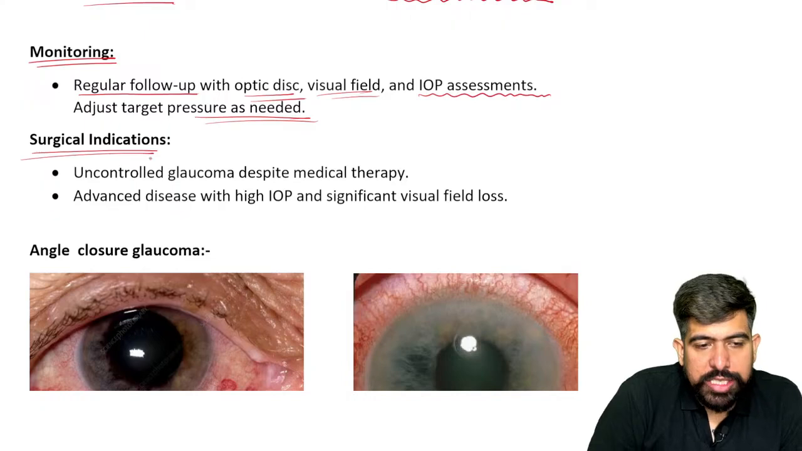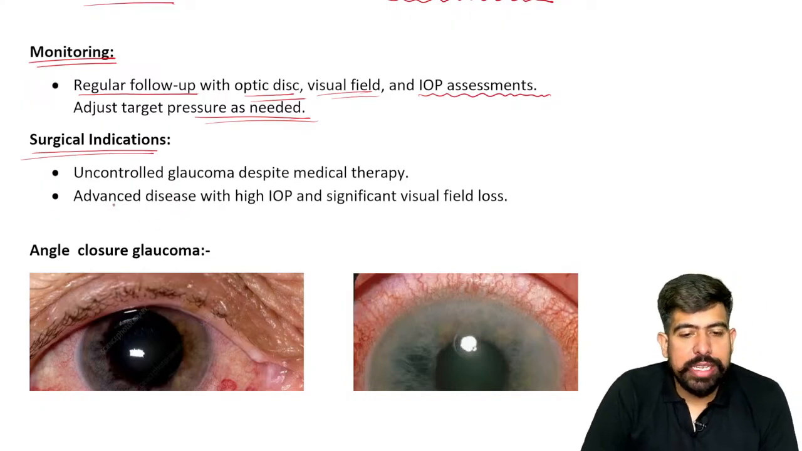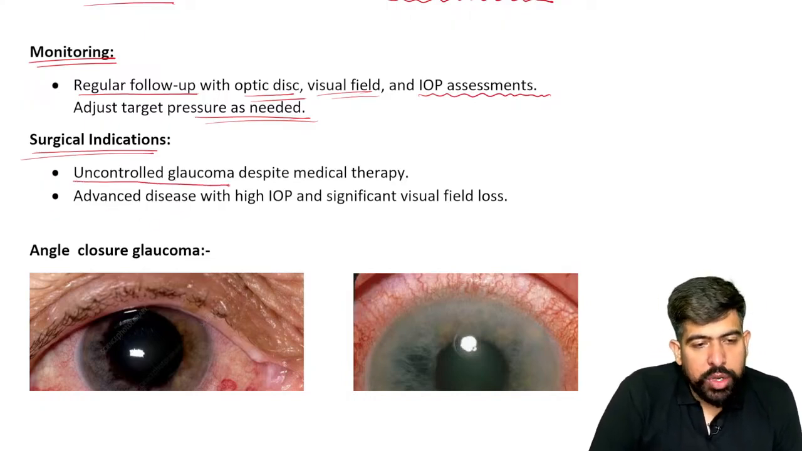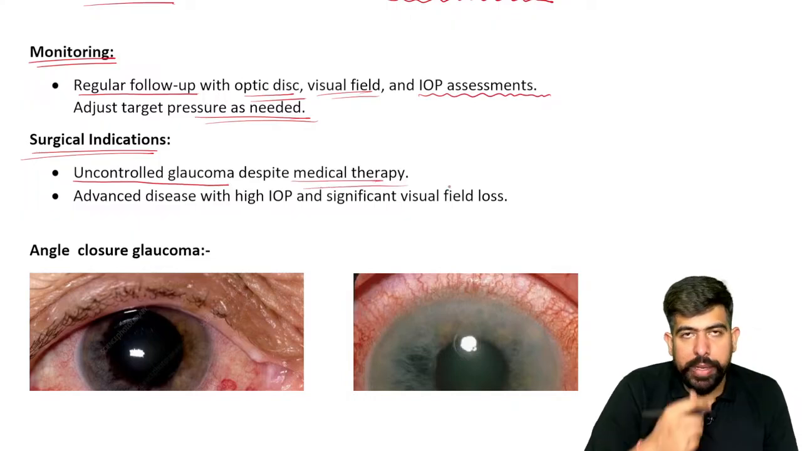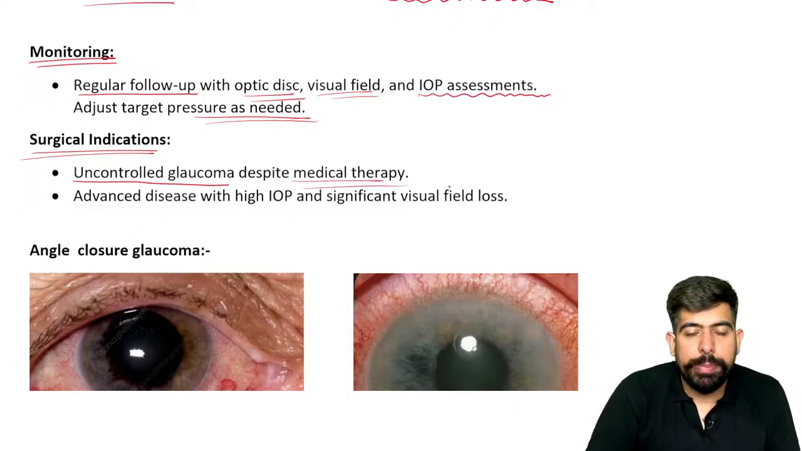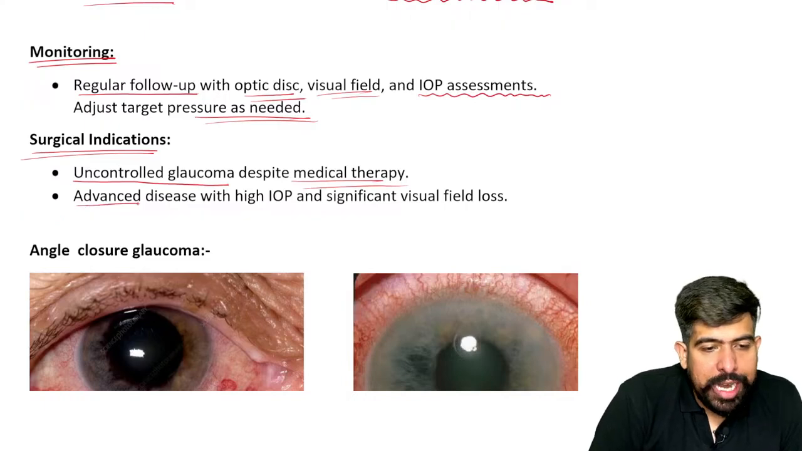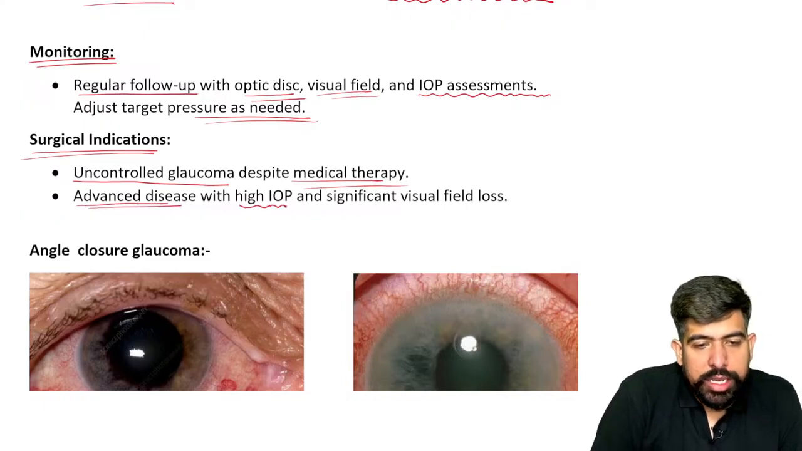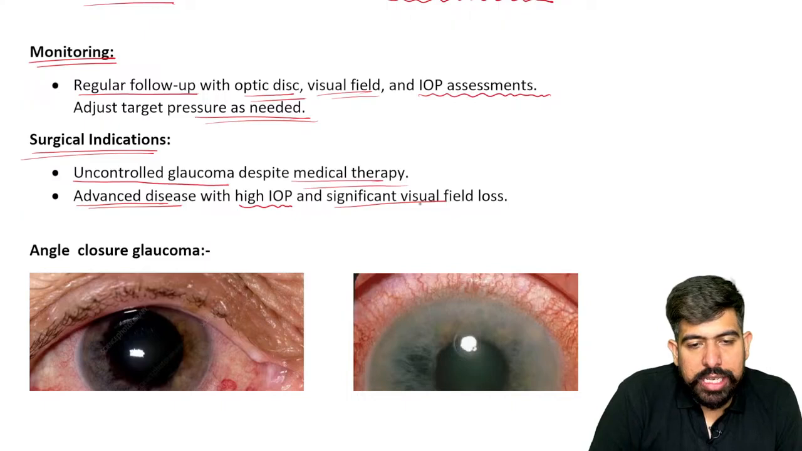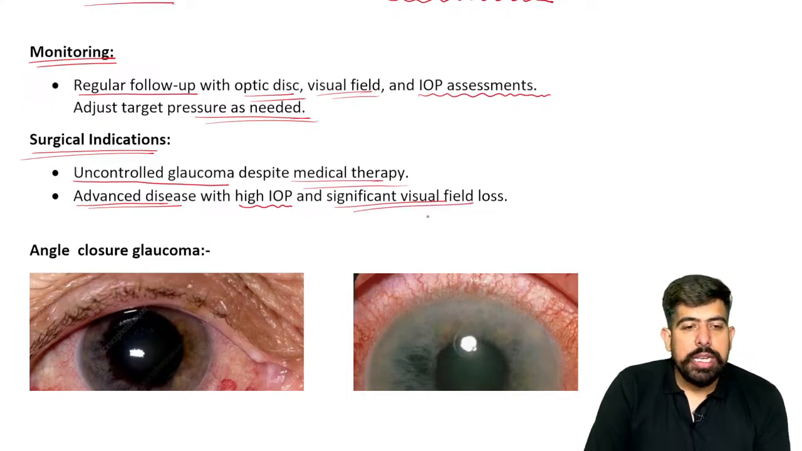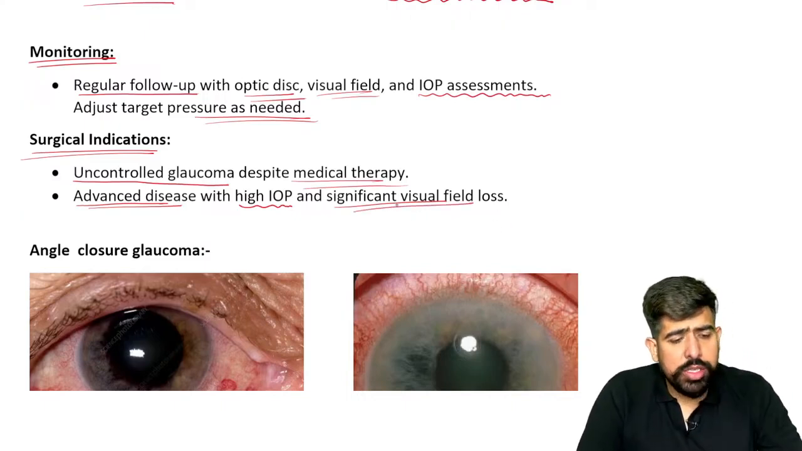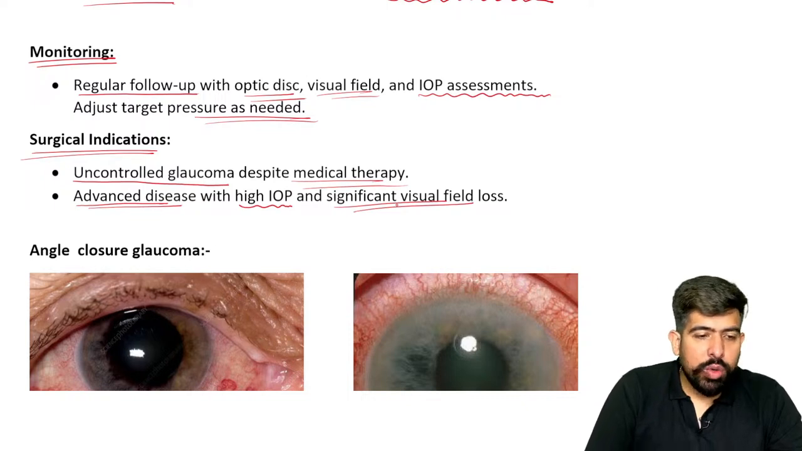The surgical indications, guys, please remember, we're not going to do surgery like that. It should be there is an uncontrolled glaucoma despite the medical therapy being used, if the medical treatment has failed, or in the advanced disease with high intraocular pressure and significant visual field losses seen over there. So this is all about your open angle glaucoma, guys.